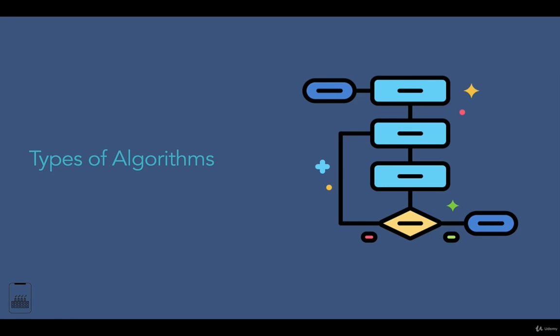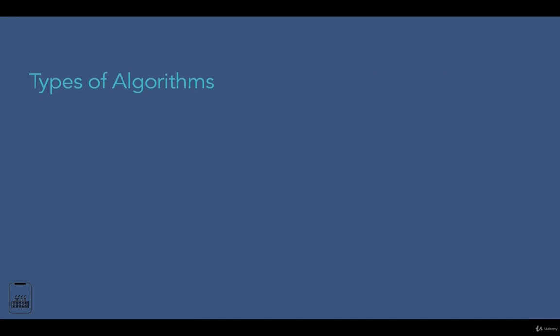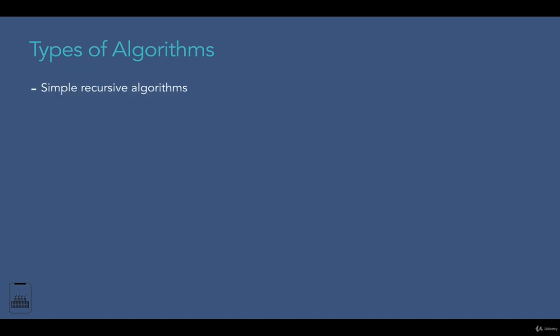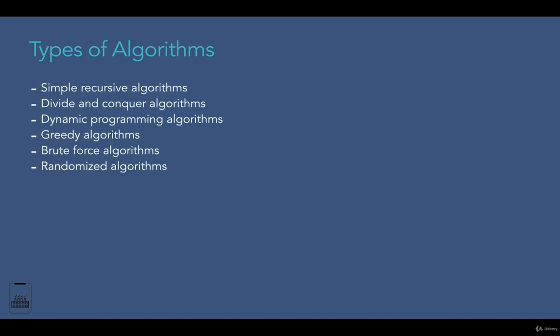Algorithms can be classified based on the problem they are trying to solve, such as sorting algorithms, searching algorithms, and so on. Or they can be classified based on the problem-solving approach. Please note that here we are just grouping together the algorithms that use a similar problem-solving approach. The purpose here is to highlight the various ways in which an algorithm can be attacked. Based on this criteria, algorithms can be classified as simple recursive algorithms, divide and conquer algorithms, dynamic programming algorithms, greedy algorithms, brute force algorithms, and randomized algorithms.